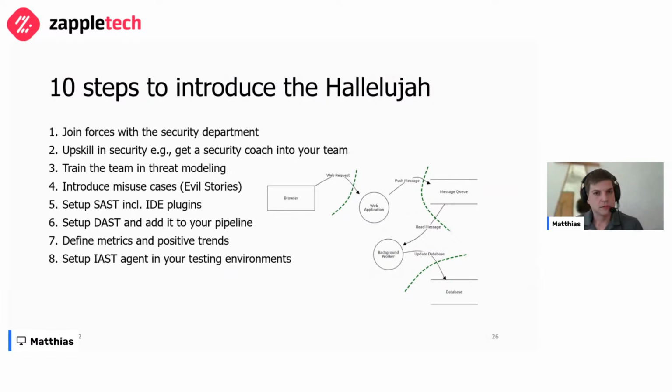The next, if you're at that stage already, is to go for the IAST agent. You install it on your user acceptance test environment or on the testing environment, wherever you want it, and get the findings out of that. As I mentioned, a combination of SAST and DAST. Then you automate low-hanging fruits.